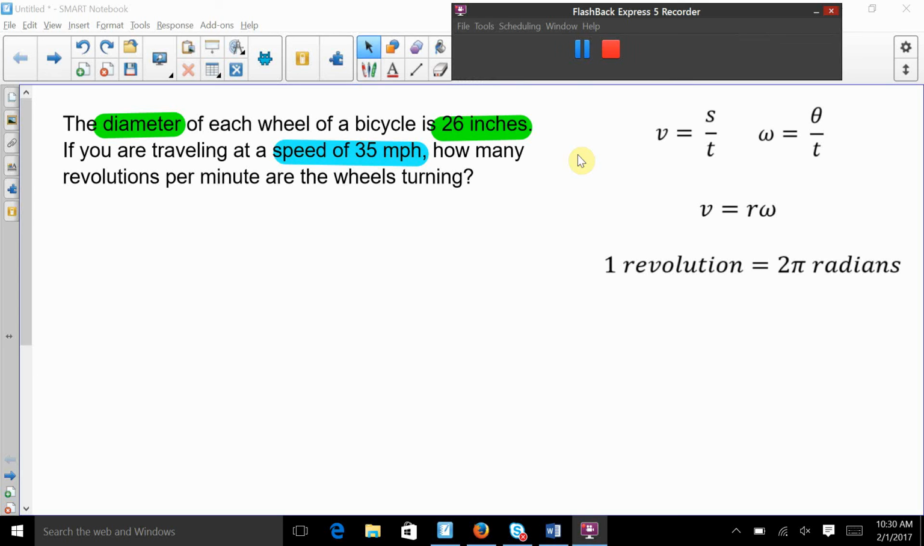Okay, so we're going to look at this problem here. The diameter of each wheel of a bicycle is 26 inches. If you're traveling at a speed of 35 miles per hour, how many revolutions per minute are the wheels turning?